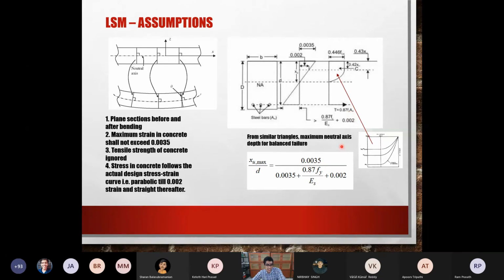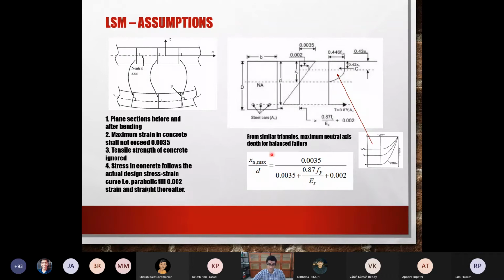Now, any idea where that 0.87 comes from for steel? 0.87 Fy. Any idea where the 0.87 comes from? Not modular ratio. It will be divided by 1.15, the factor. Okay, that's how that comes.